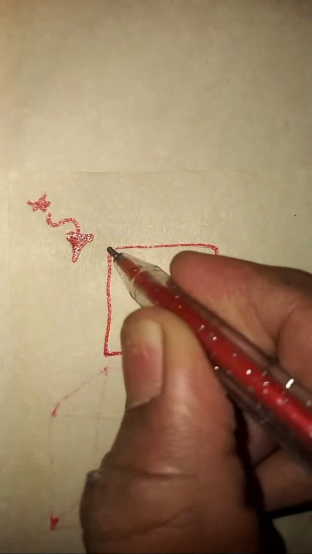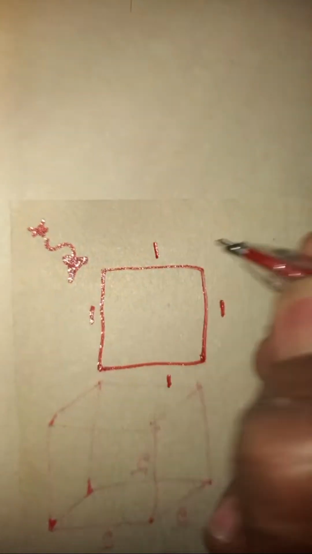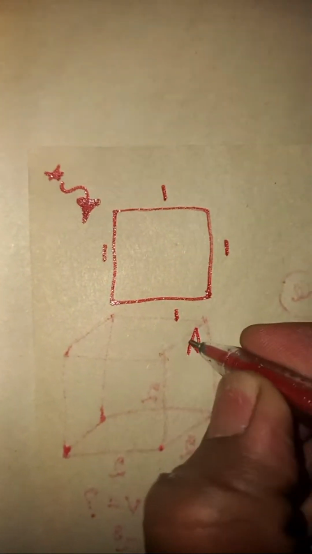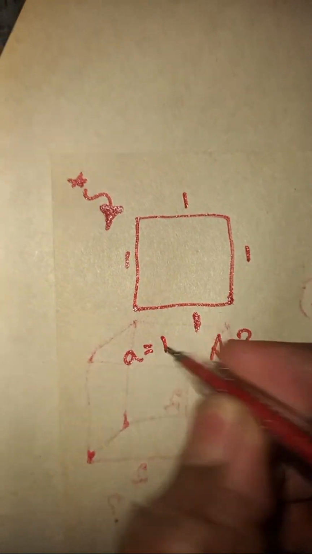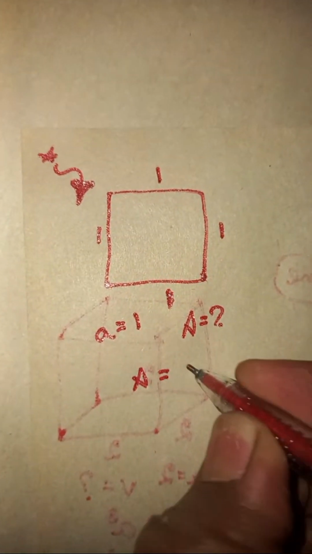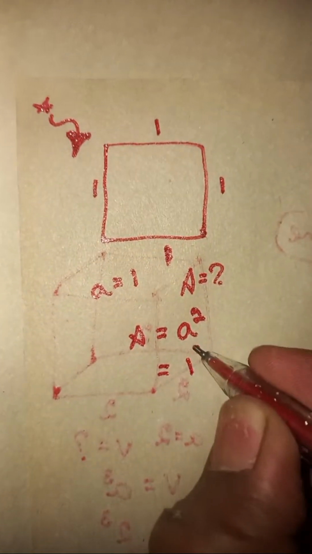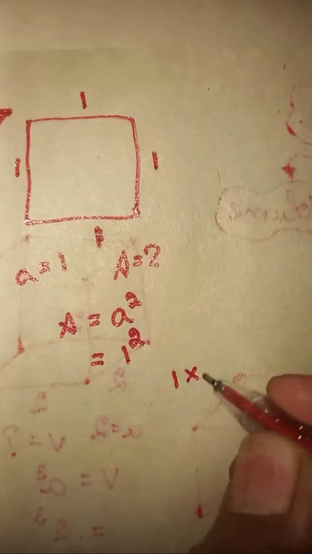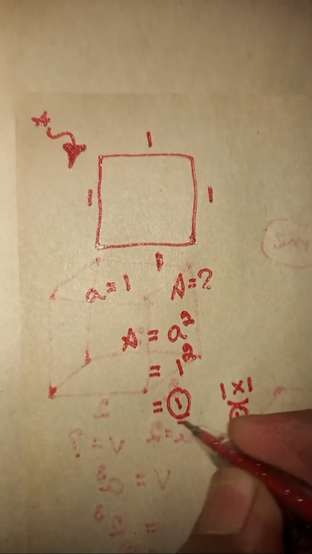Squares. You can take a square. Here, all sides are equal to 1 unit. You need to find out what's the area. Area of this square, you can find it out. The side length is 1 unit. Area of a square is side length squared, so it's going to become 1 square. 1 times 1 is 1. So it is 1 square unit.